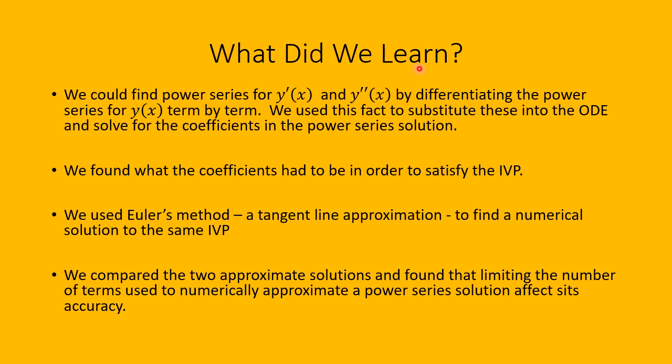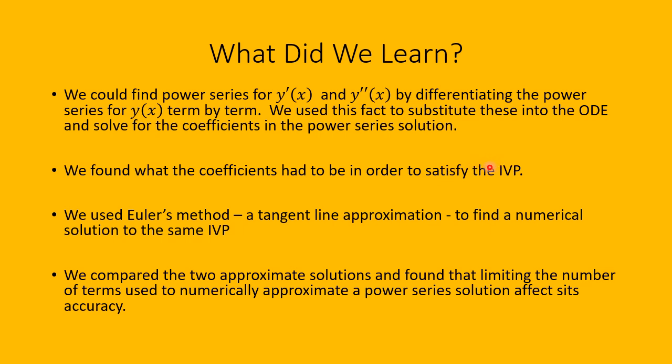So, in this lesson, what did we learn? We could find power series for y prime of x and y double prime of x, the first and second derivatives of y, by differentiating the power series for y of x term by term. We used this fact to substitute these into the ordinary differential equation and solve for the coefficients in the power series solution. We got recurrence relations that told us what some of the c's were in terms of prior c values, the coefficients. We found what the coefficients had to be in order to satisfy the initial value problem.